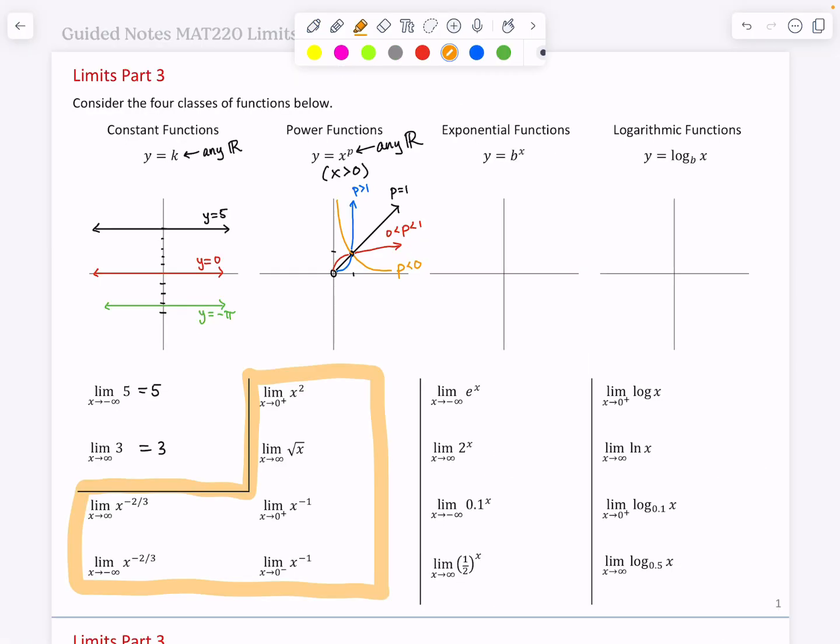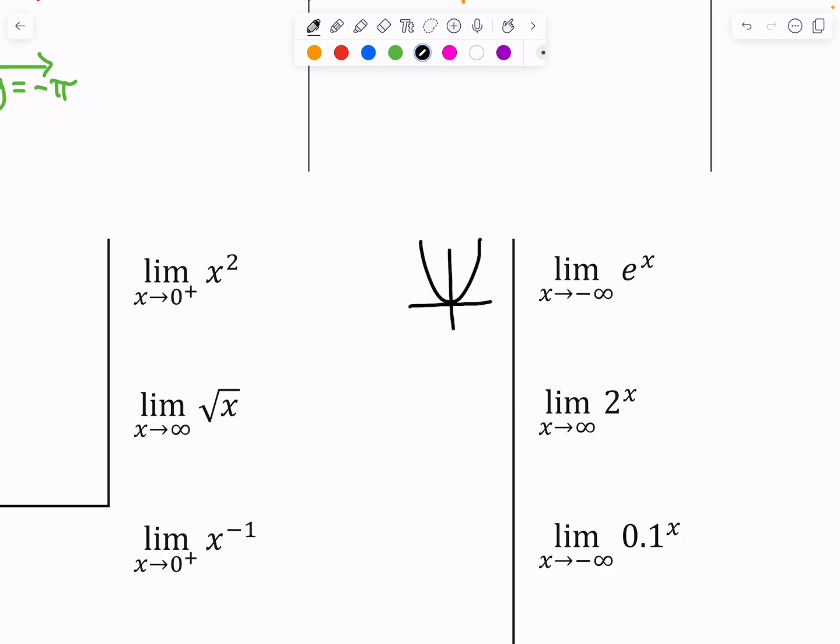Let's do these 6 limits. As x approaches 0 from the right of x squared, in its entirety it looked like this, and as x approaches 0 from the right, the outputs approach 0.